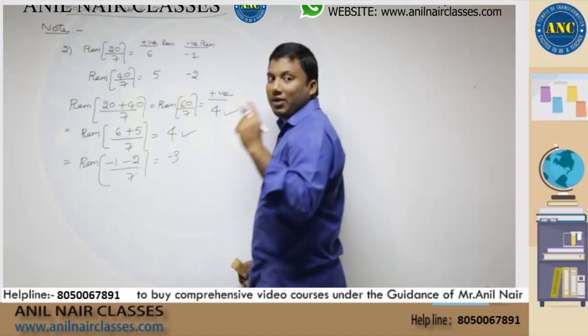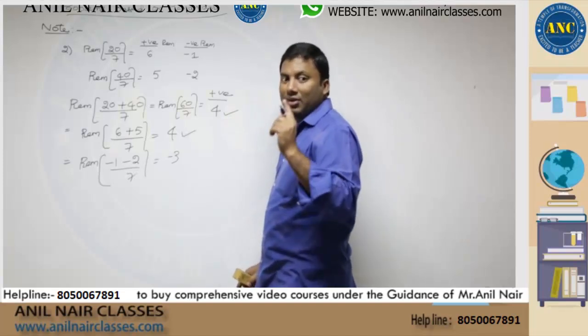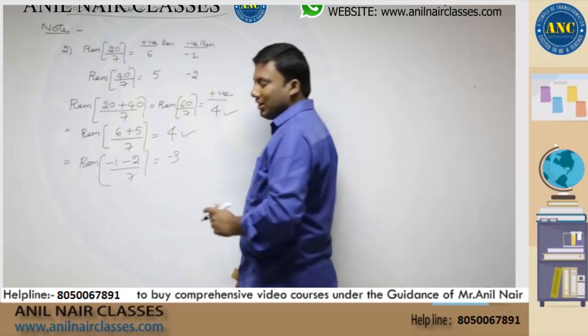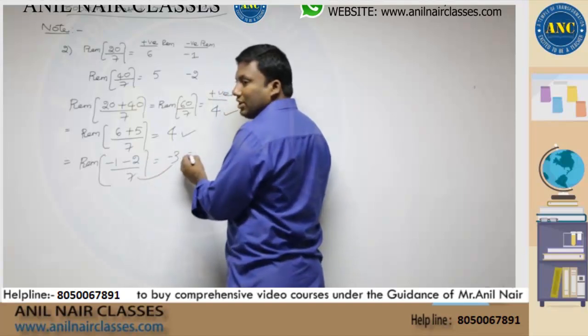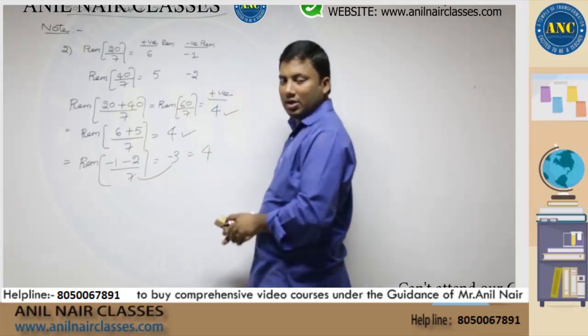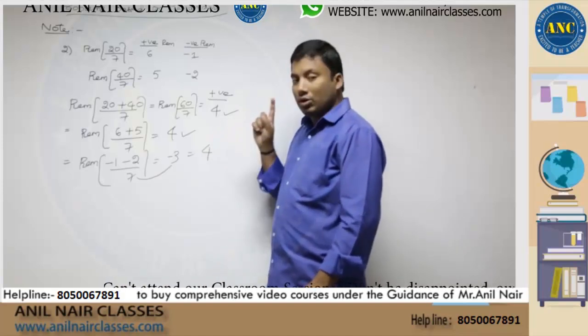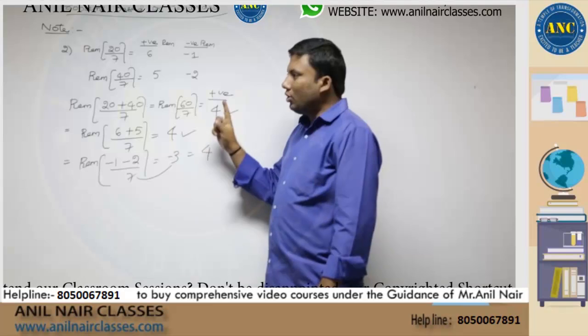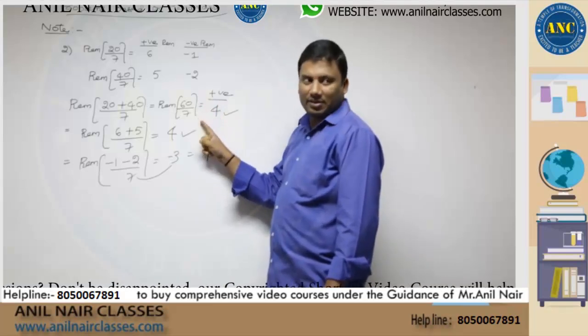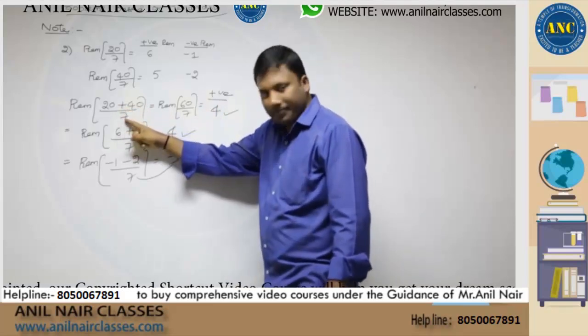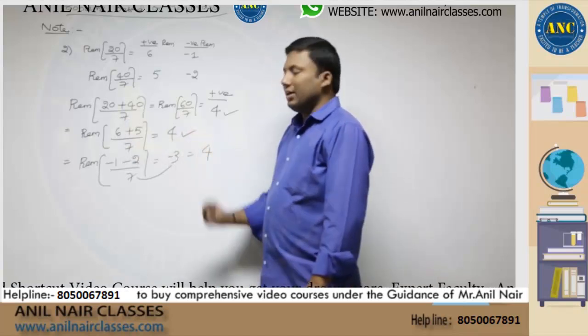Just now we discussed, whenever we get the negative remainder, we have to add the denominator to get the positive remainder. What is 7 minus 3? 4. That means, through this example, I want to convey a point. Whenever you are adding two numbers, do not get the answer and divide by 7. You can do it individually and then get the answer.